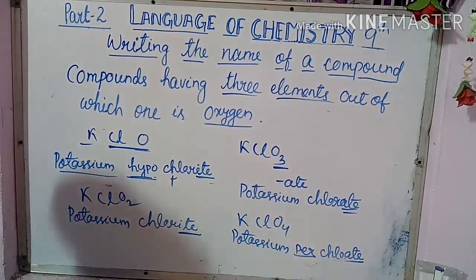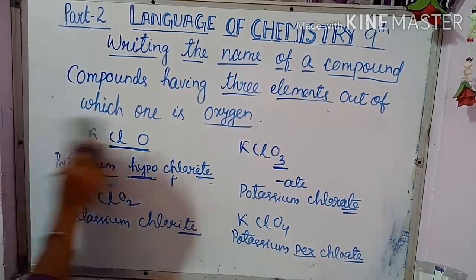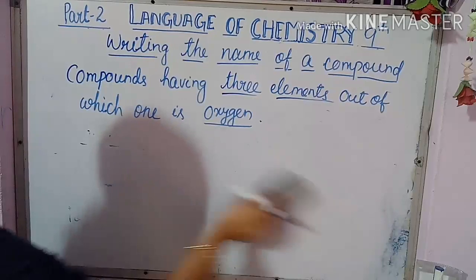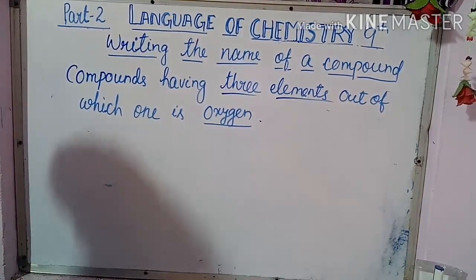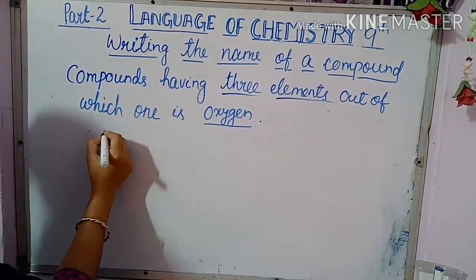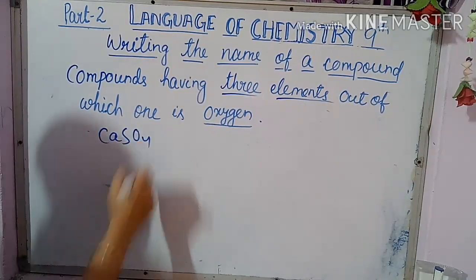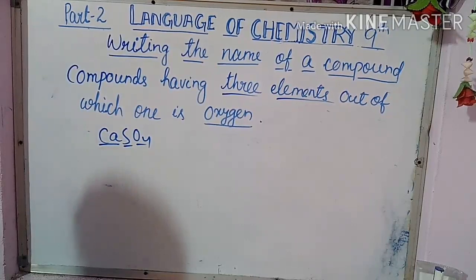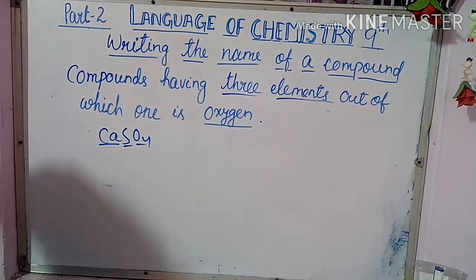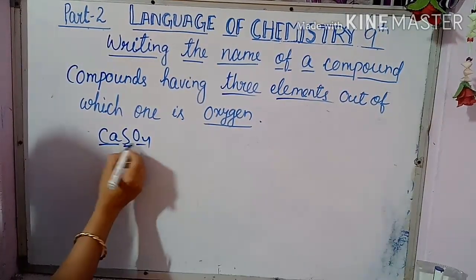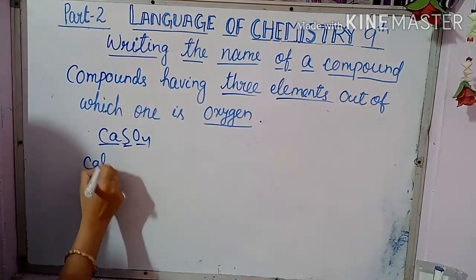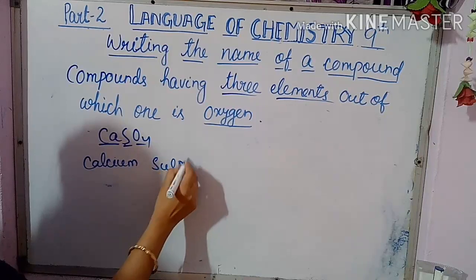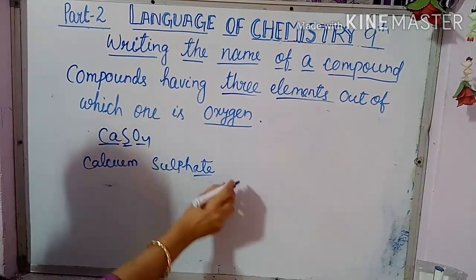For example, I can take another example. Here chlorine is present, that's why we have read chloro. Now second, suppose I give CaSO4. 3 elements are present in CaSO4. That time it will turn as SO4, which means sulfate. Calcium SO4 ATE, sulfate.